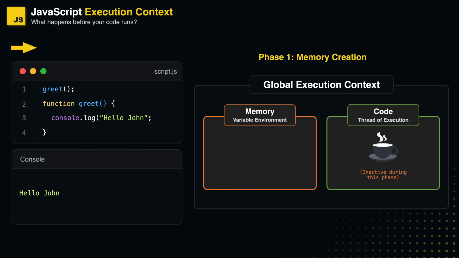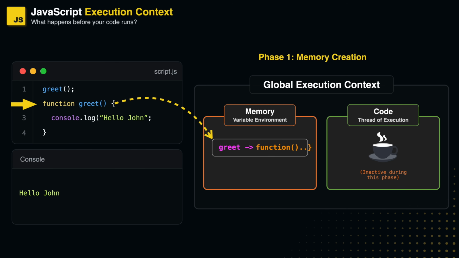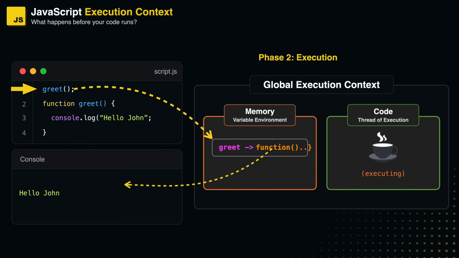This happens because during the memory creation phase, JavaScript sees the function declaration and stores the complete greet function in memory. So even though the declaration appears below the function call on the screen, the function is already available before the execution phase begins. Then the execution phase starts. JavaScript reaches the first line, where we call greet. Because the function already exists in memory, JavaScript can run it. This is why a function declaration can be called before it appears in the code. Again, the behavior becomes clearer when we separate the process into the memory creation phase and the execution phase.